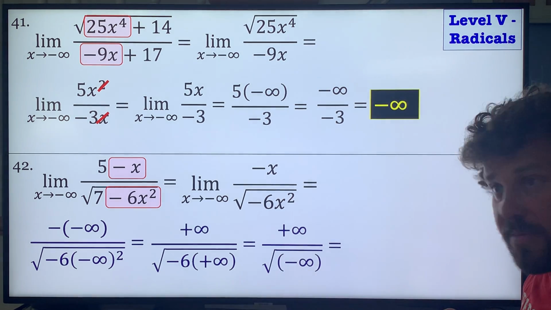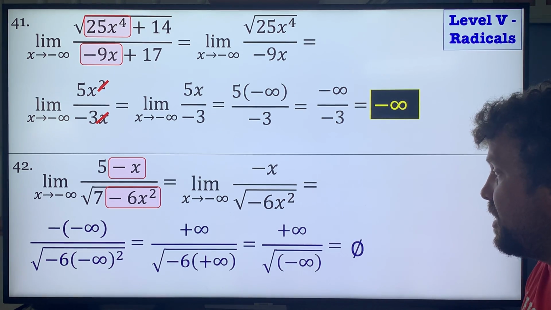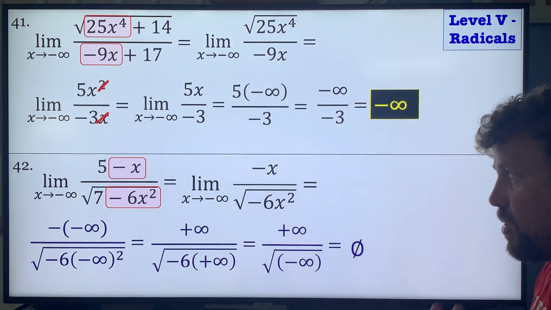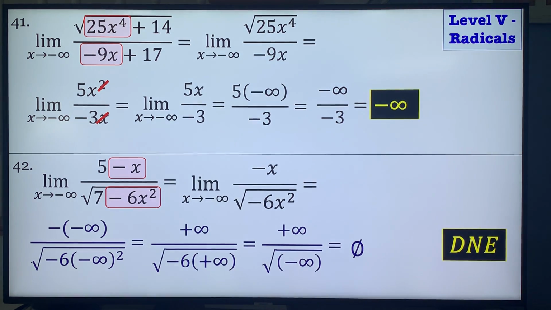What happens when I get radical positive infinity? Undefined. So no matter what I do on the bottom, my answer is always going to be undefined. Therefore, the limit doesn't exist. All right?